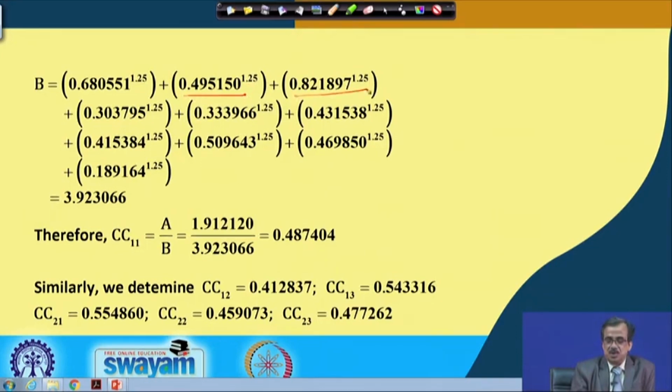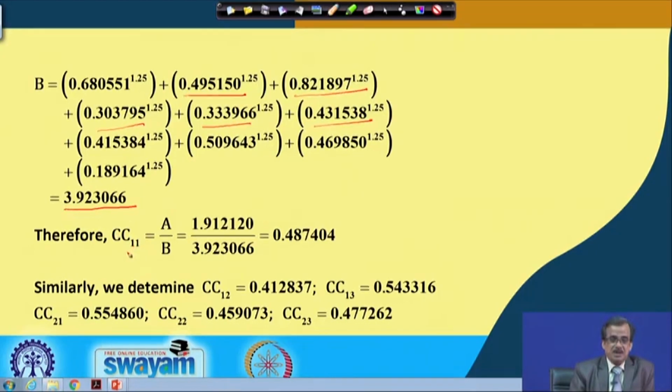Similarly, i equals 3, 4, i equals 5, i equals 6. So this is the way we can consider all the data points, and ultimately you will be getting your B. And once you have got this particular B, so CC1, what is that?